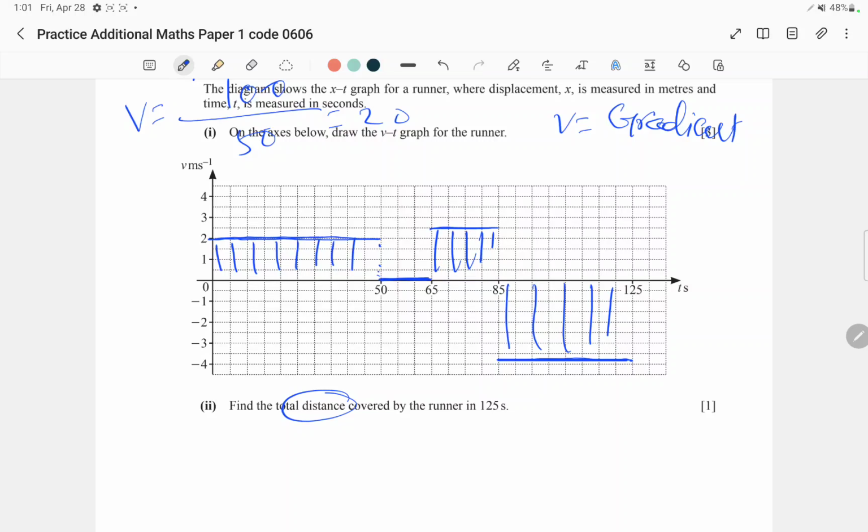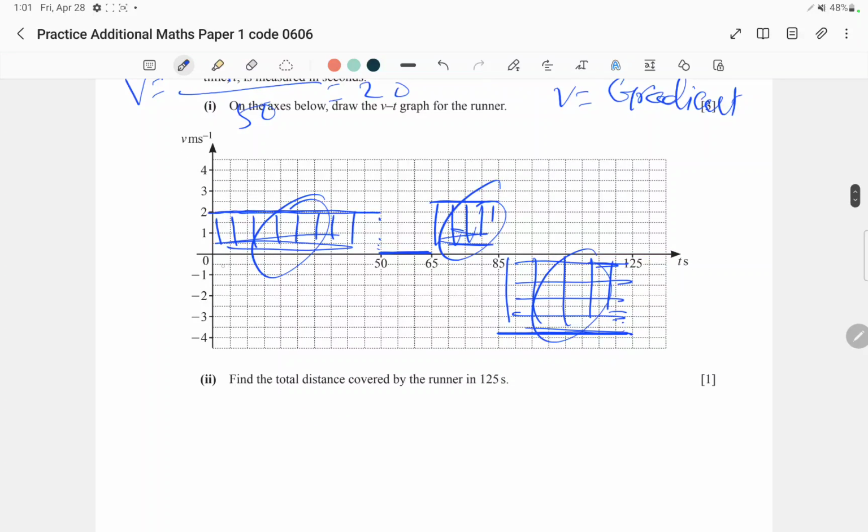They're asking about distance, right? So we have to find area for this, this, and this. But we know that this area will be negative, right? Because when you are finding area between velocity and time graph, then you are getting displacement. But they are talking about distance. So I think we have to add this area, and the magnitude of this area. So let's do that. This is a rectangle, so this length is 50, and this length is 2, so 50 times 2. Now plus 65 to 85, that's 20, and height is 2.5.